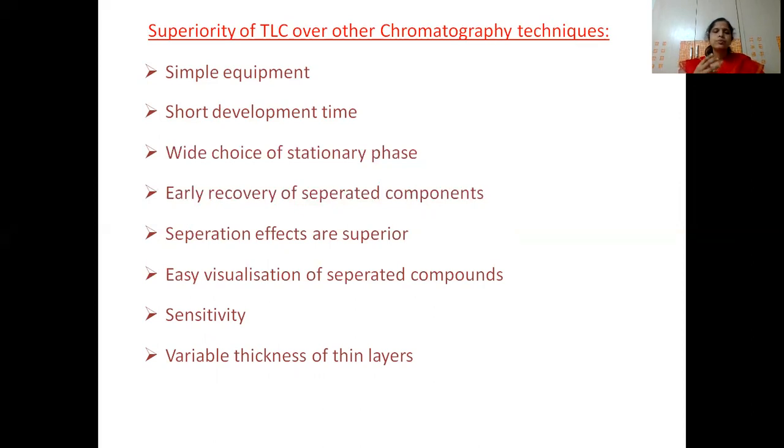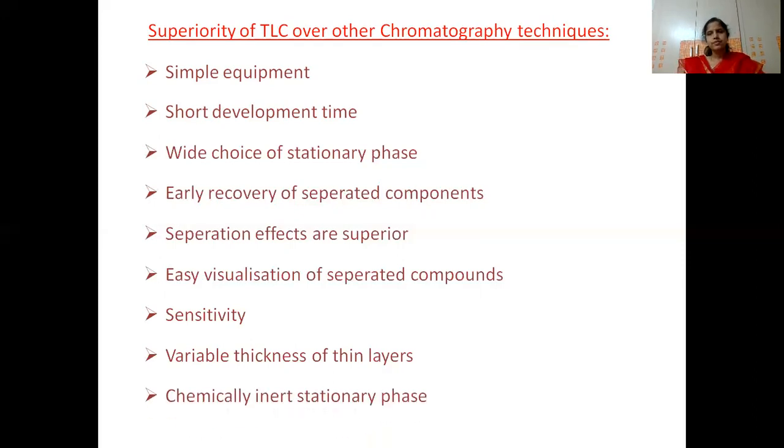If you want to take a larger sample quantity, then you can make the layer of silica gel thick. If you increase the thickness of the layer, then you can easily separate the components also. The recovery of the components will be very easy if you do this TLC with a thick layer of stationary phase. Then, chemically inert stationary phase.